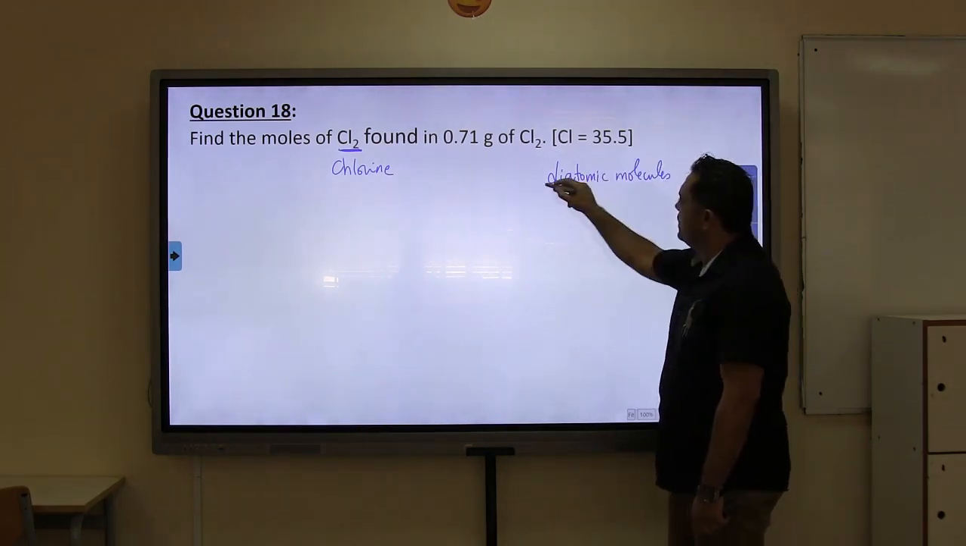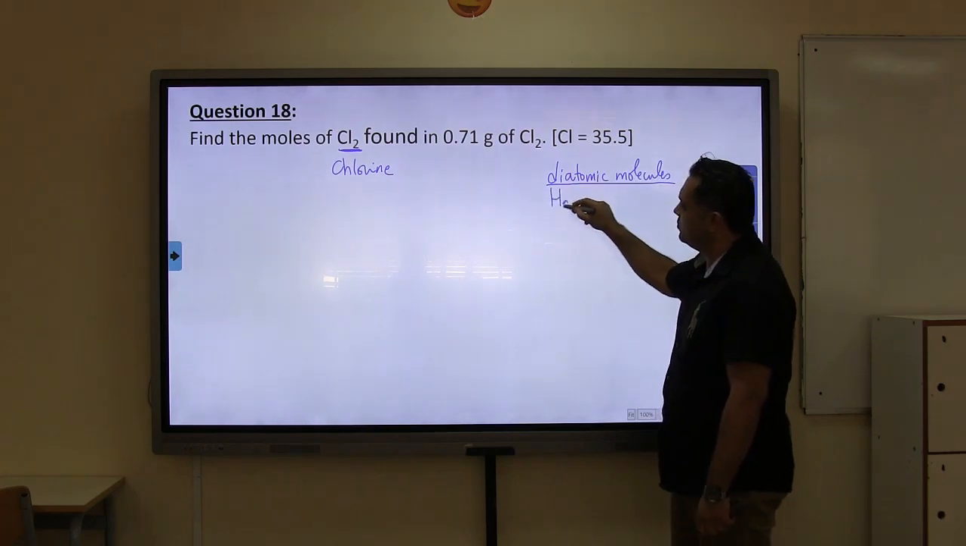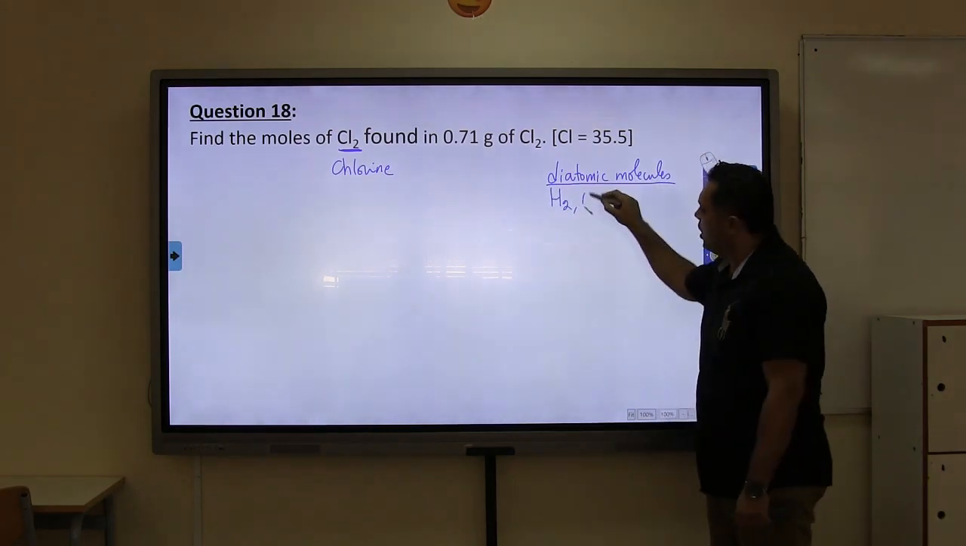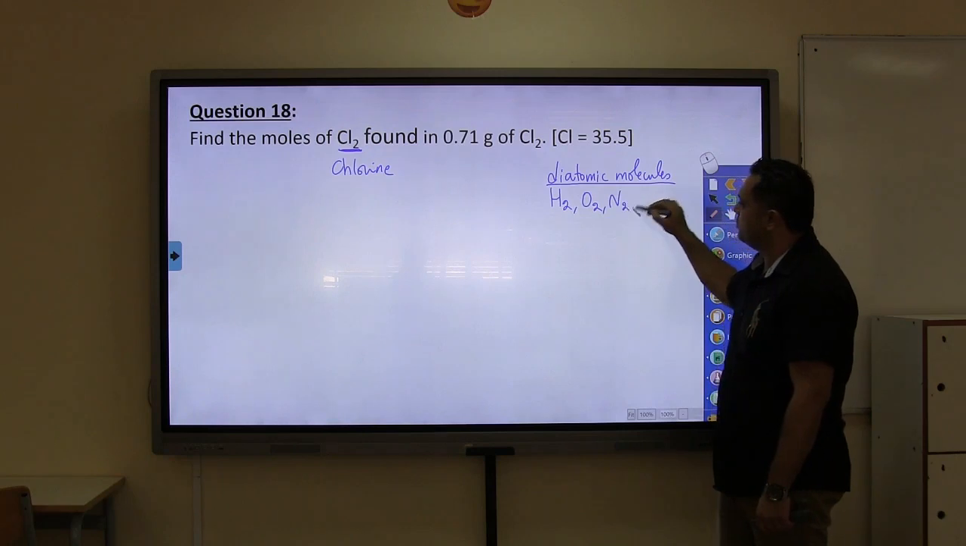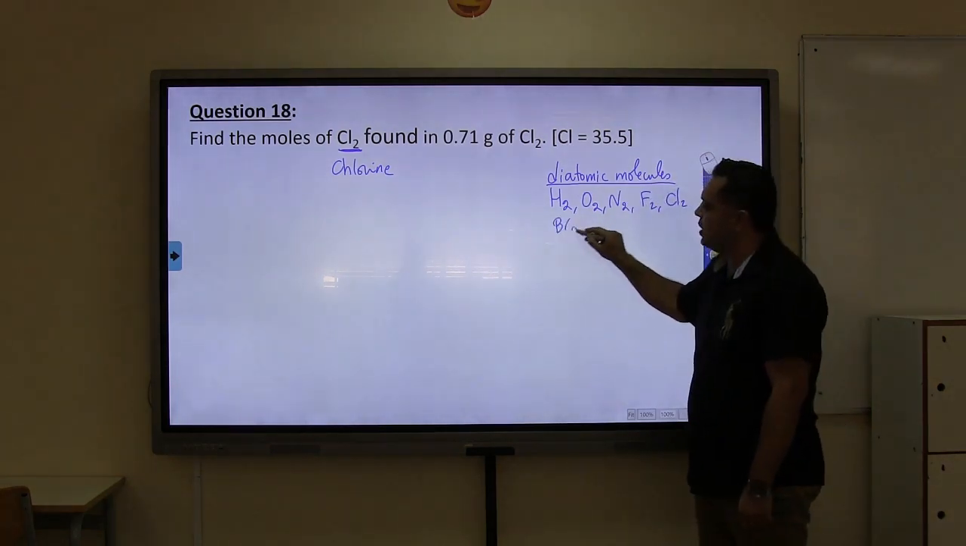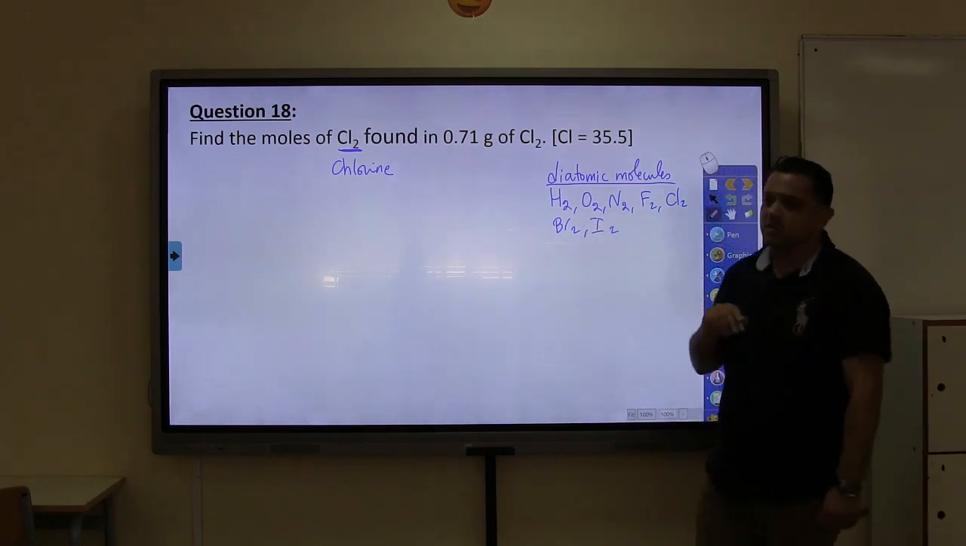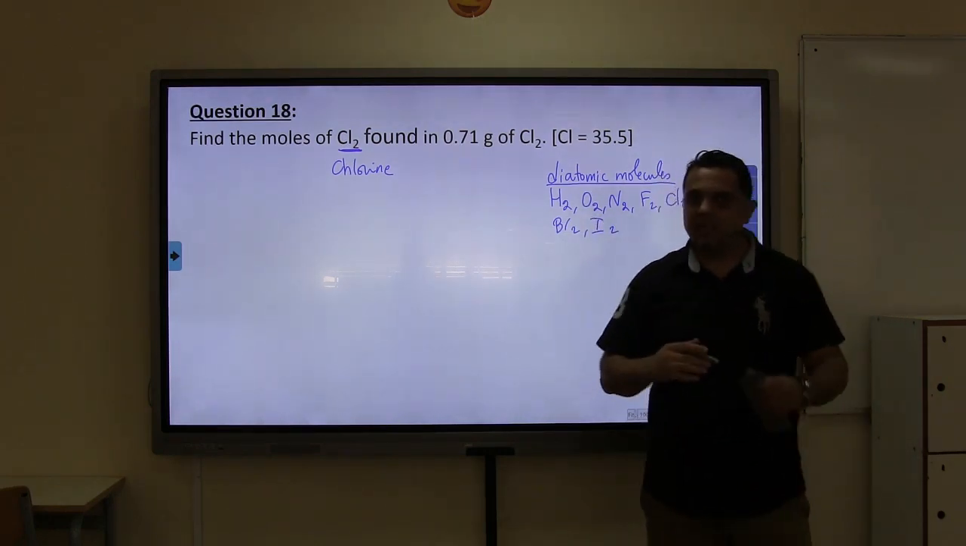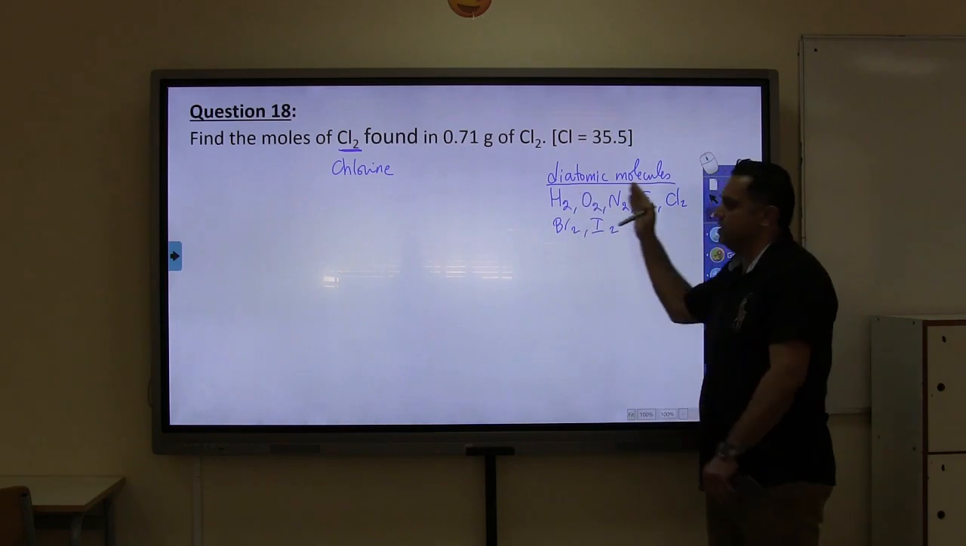Diatomic molecules. These are hydrogen, oxygen, nitrogen, fluorine, chlorine, bromine, and iodine. So these are diatomic molecules. In case, for example, I will take any one of these.